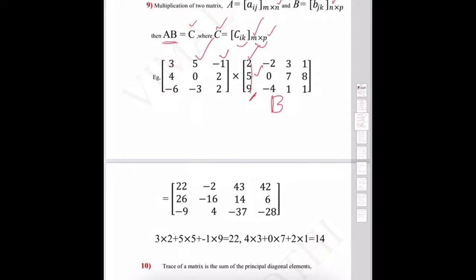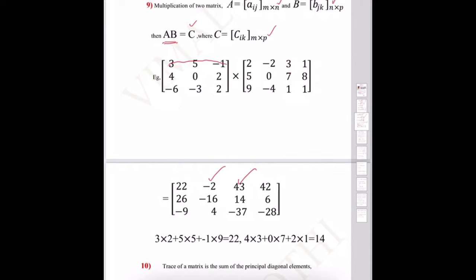Then next, first row multiplied by second column, we get minus 2. That is the first row, second element. Then first row multiplied by third column, we get the first row, third element.